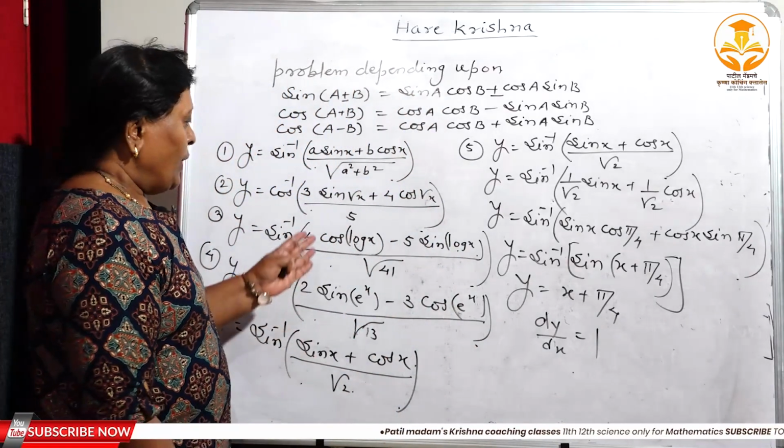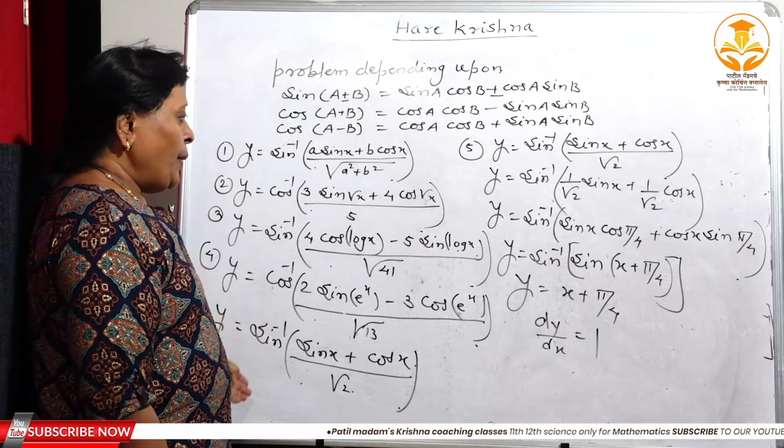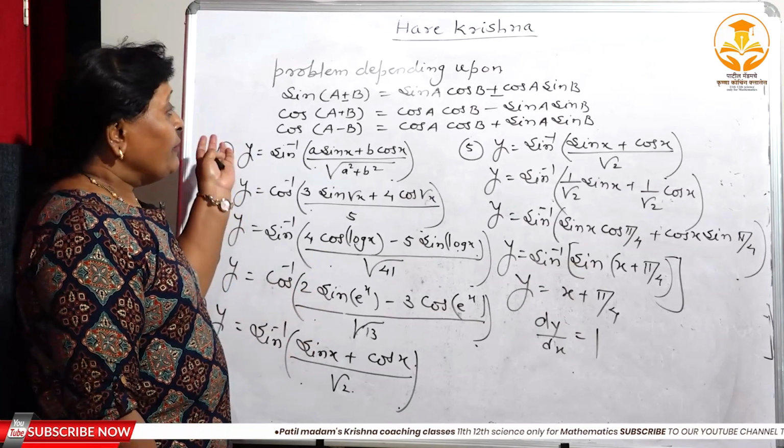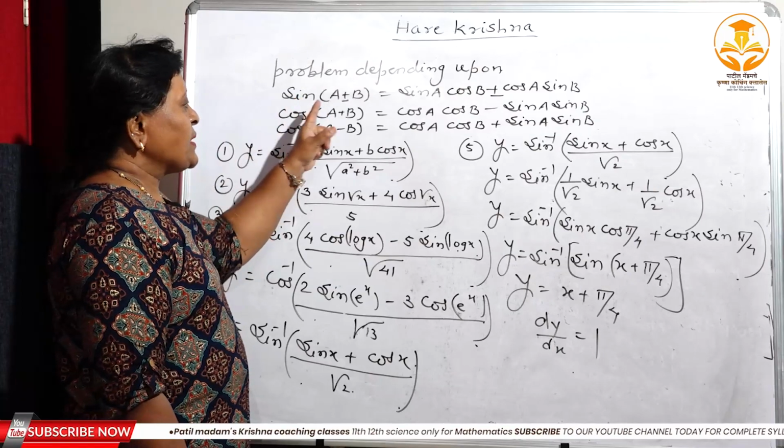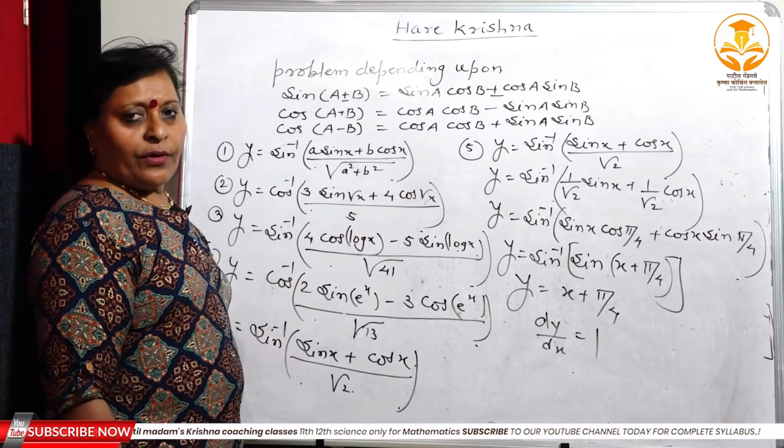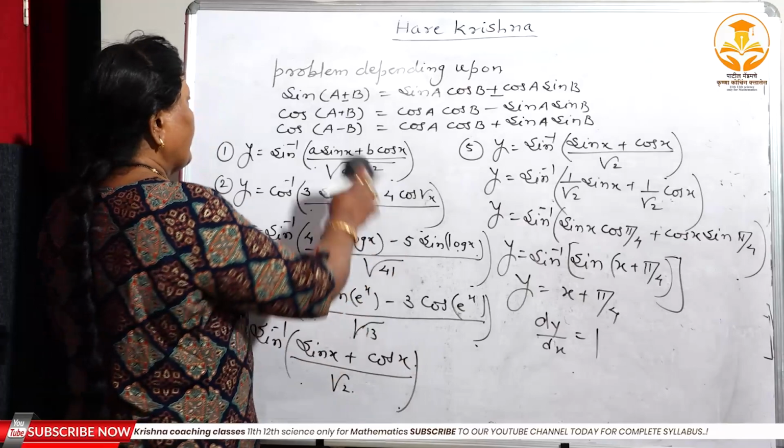Right? So, these are the 5 problems we have done, which depend upon the angle addition formulas, that is sin(a plus b), sin(a minus b), cos(a plus b), and cos(a minus b). Right? Now I will take another one.